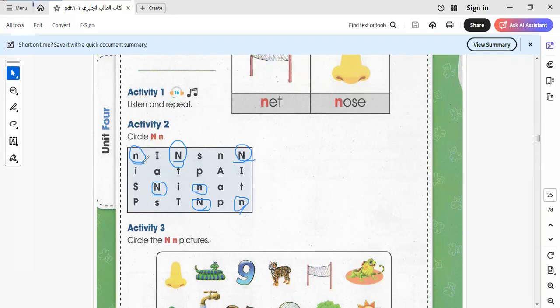Sorry, capital N, small n, capital N, or uppercase or lowercase. Okay, we know two meanings: capital letter and small letter, and we know also uppercase and lowercase. Both are correct. Here is capital N and small n, capital N and small n. Here is capital N. Okay. Let's continue the rest of the unit.